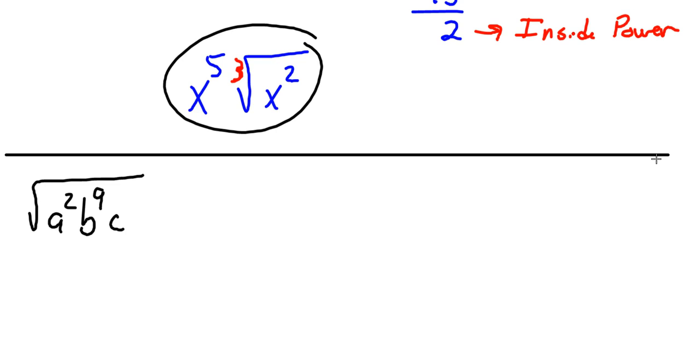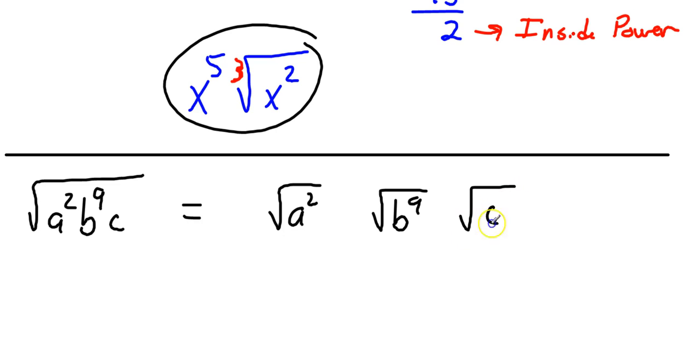And for me, if they give you more than one power or more than one variable when you're going through these, again, I would break it up just one variable at a time. So you've got the square root of a squared, you've got the square root of b to the 9th, and then you've got the square root of c. And just realize that all those things are multiplied together.